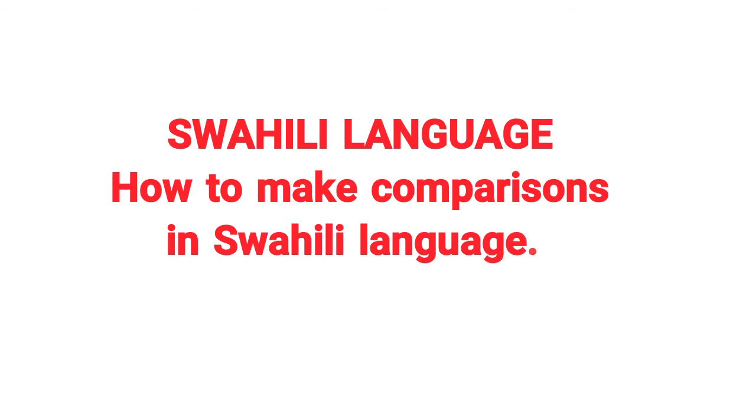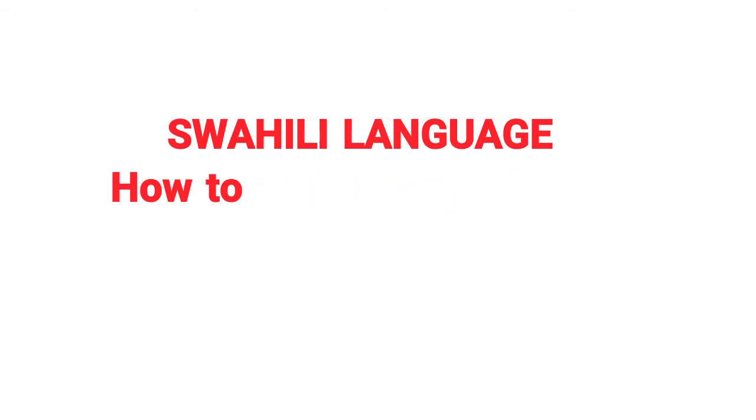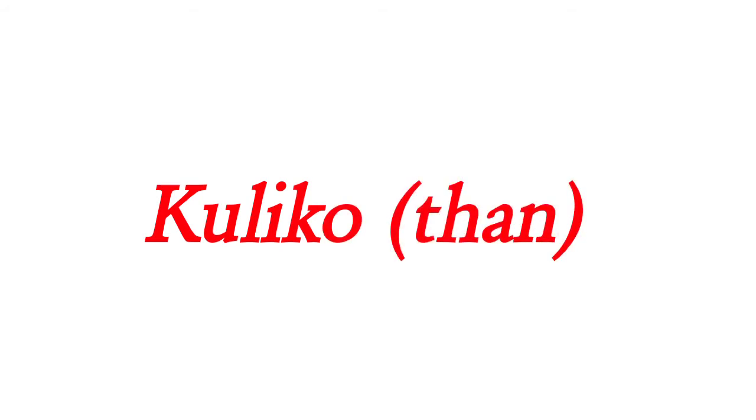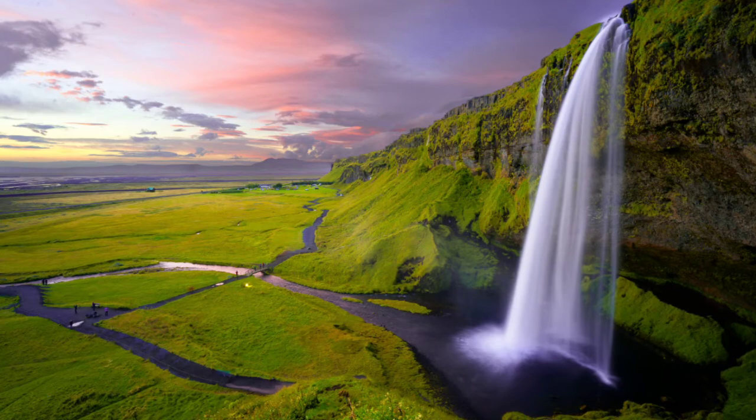Alright, one way of expressing that one thing is bigger, better, longer, or more expensive than another is to use the word kuliko. Kuliko is a Swahili word which literally means "than" in English.